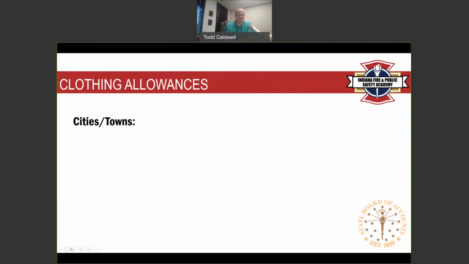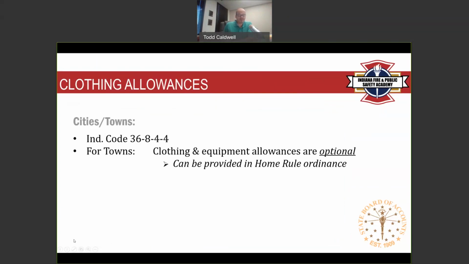The first one that affects cities and towns can be clothing allowances. Your materials may have our audit position regarding clothing allowances as found in the Cities and Towns Bulletin from March of 2009.